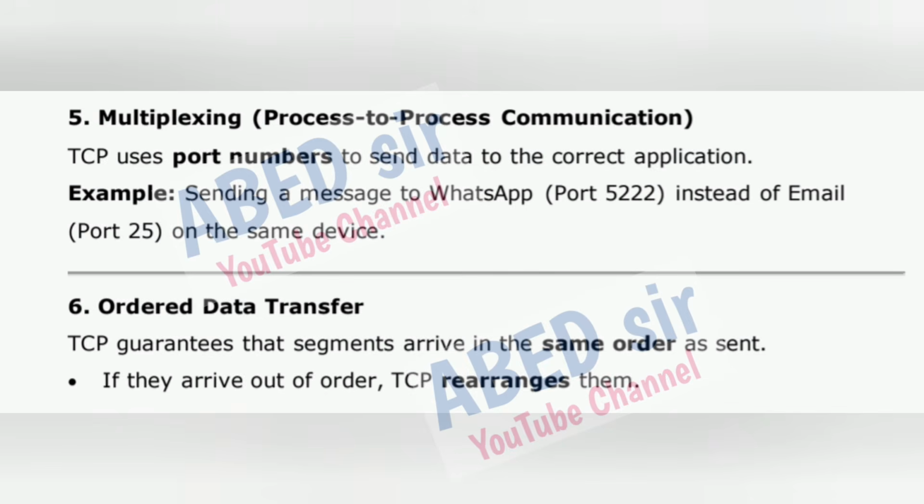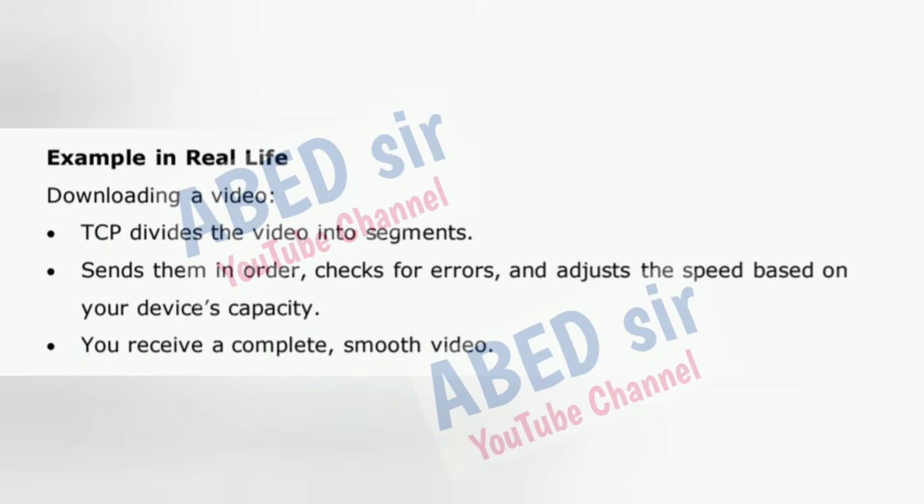6. Ordered data transfer. TCP guarantees that segments arrive in the same order as sent. If they arrive out of order, TCP rearranges them. Example in real life: downloading a video. TCP divides the video into segments, sends them in order, checks for errors, and adjusts the speed based on your device's capacity. You receive a complete, smooth video.